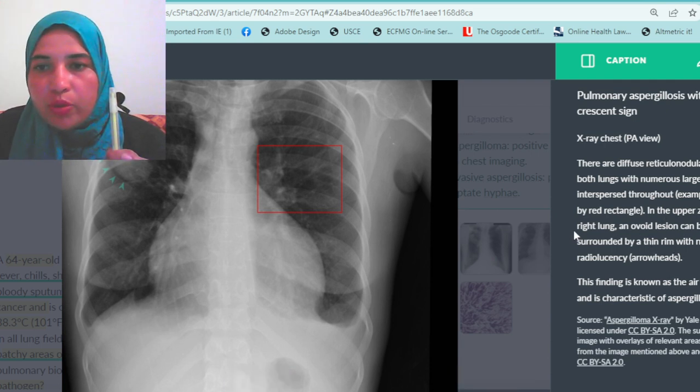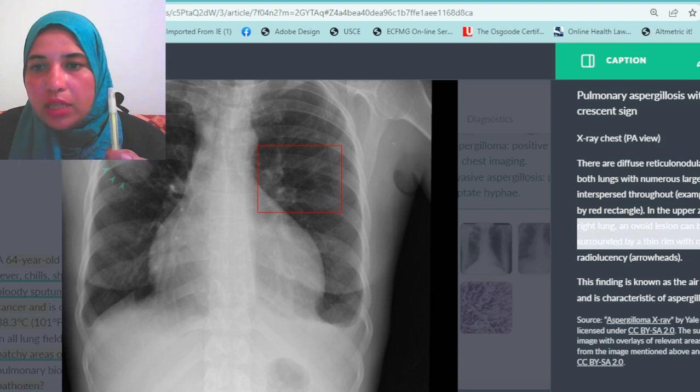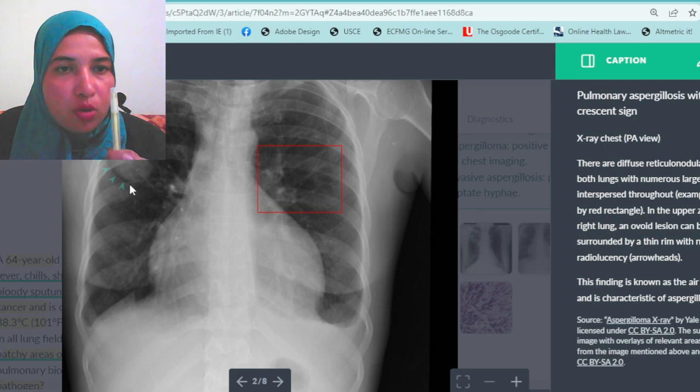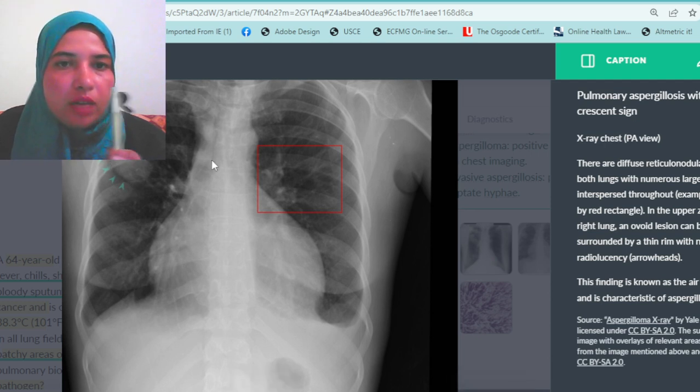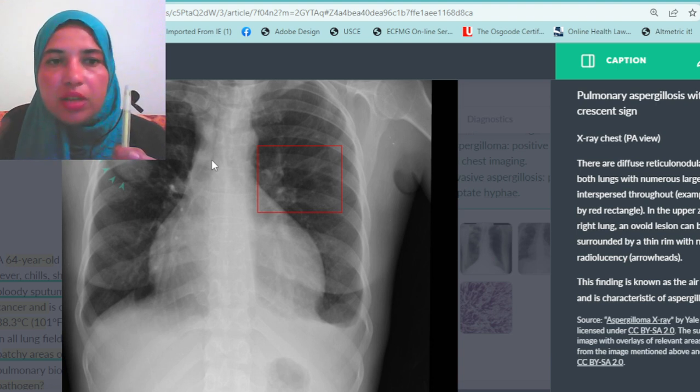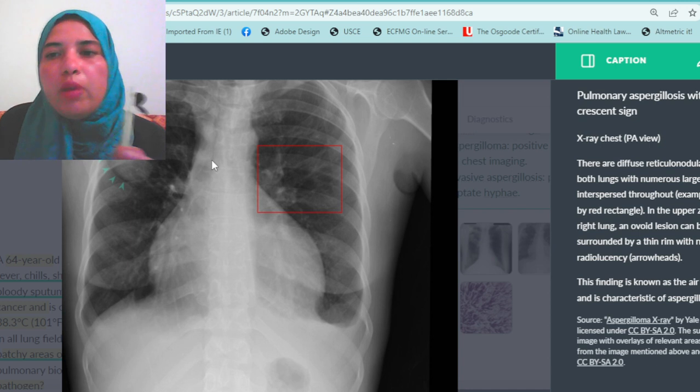that is in the upper zone of the right lung, an ovoid lesion that can be seen that is surrounded by a thin rim with normal radiolucency. So over here, that's the normal radiolucency. You can see the black over there very clearly. If you just receive this x-ray without seeing clearly what it is or having that overlay, it would be difficult really to understand what you're looking at.